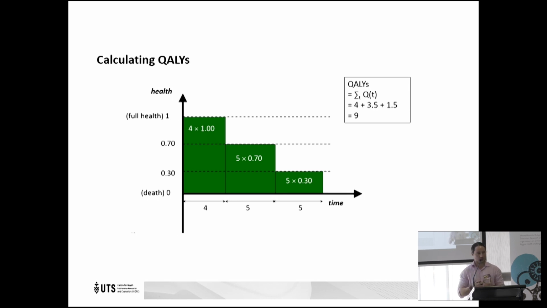And then, unfortunately, the disease has come back and their health further deteriorates, so their utility now is only 0.3 on that scale of 0 to 1. They spend the final 5 years of their life in that state. So they spend 5 more years alive, but in terms of QALYs, that's only worth 1.5 QALYs. In total, the patient survives for 14 years from that point onwards, but that's the equivalent of 9 QALYs.